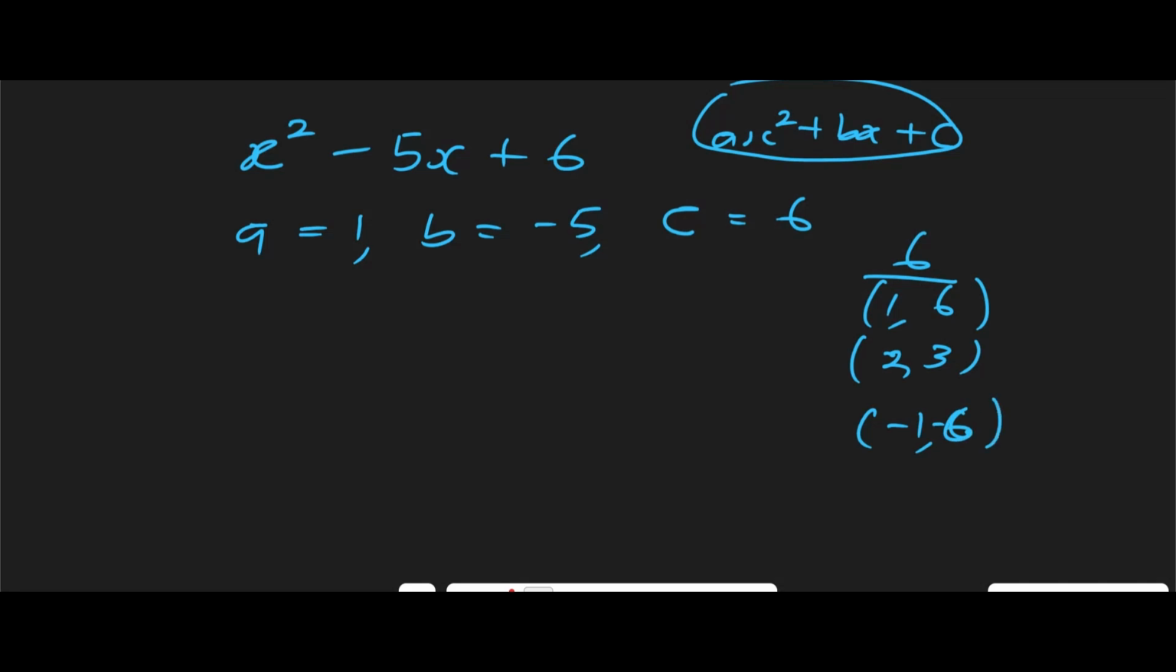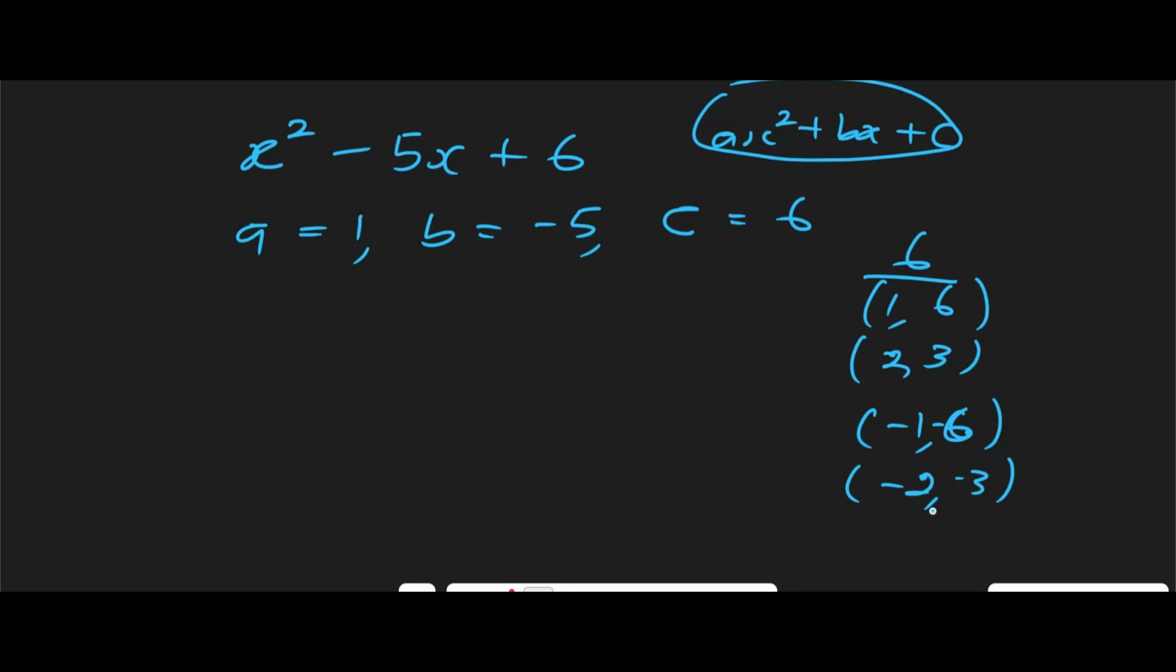-6. You can also get -2 and -3. So these are the factors of 6 in pairs. So which one are we going to use? We have 1 and 6. Go through the steps here. And obviously, I think we are going to use -2, -3.